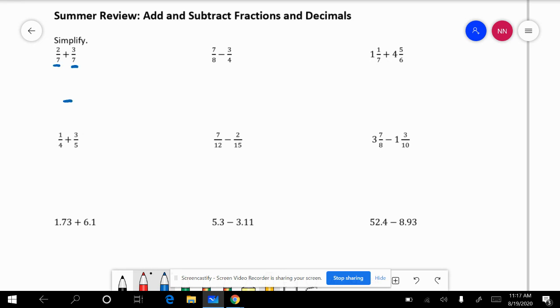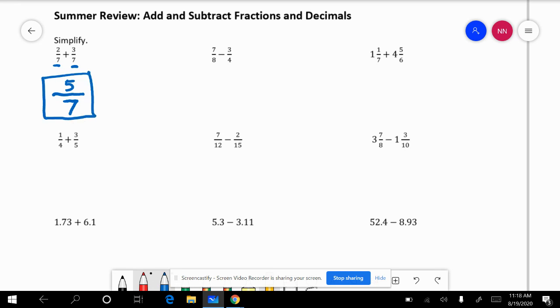Whenever the denominators are the same, we keep the denominator the same. We're not adding them. Notice that the denominator stays as 7. And then what we're going to do is add the numerators. 2 plus 3 is 5.